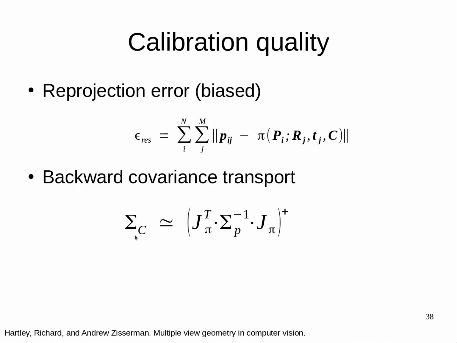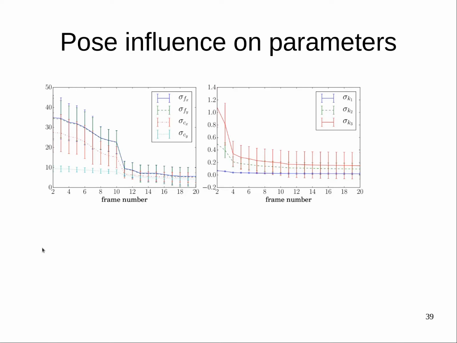So now that we know the variance of the parameters, we can monitor it to see what is a good pose and what is a bad pose, or what is a good view of a pattern and what is a bad view of a pattern, what improves my covariance and what does not give me any more advantage. And this is what we did in the following experiment.